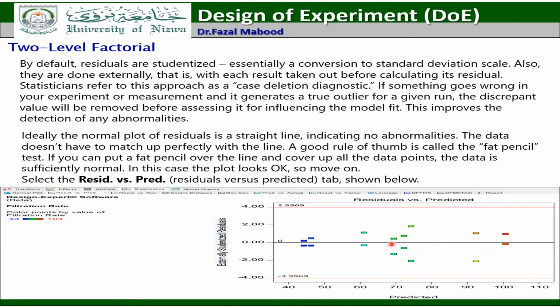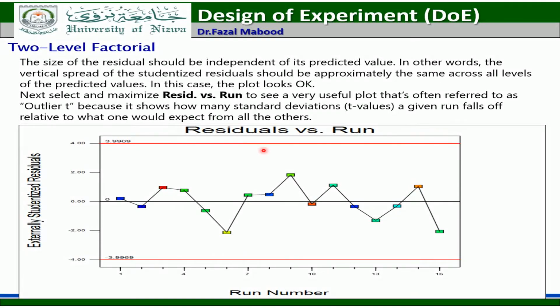You can also see residual versus run. Again here you see these red lines, they tell you if in your data there is some value that shows an outlier. Outlier means they are having different behavior as compared to the others. So in this case you see there is no outlier. Okay, the behavior is not abnormal, everything is normal, so it's okay.